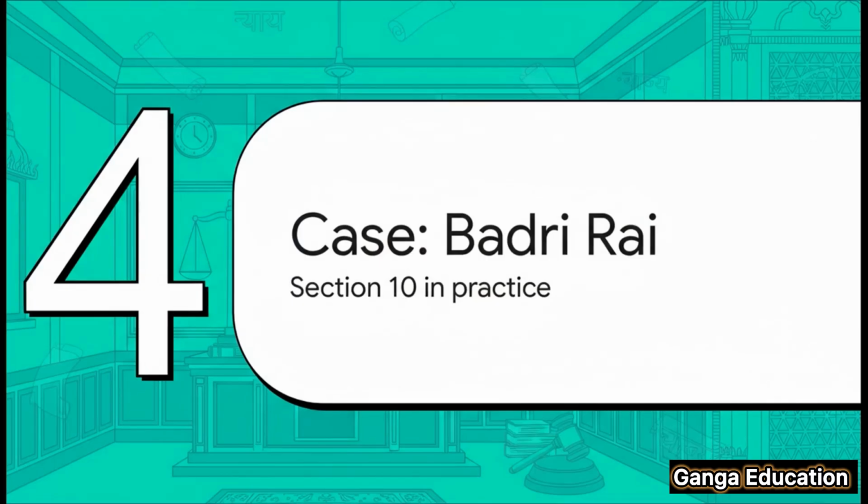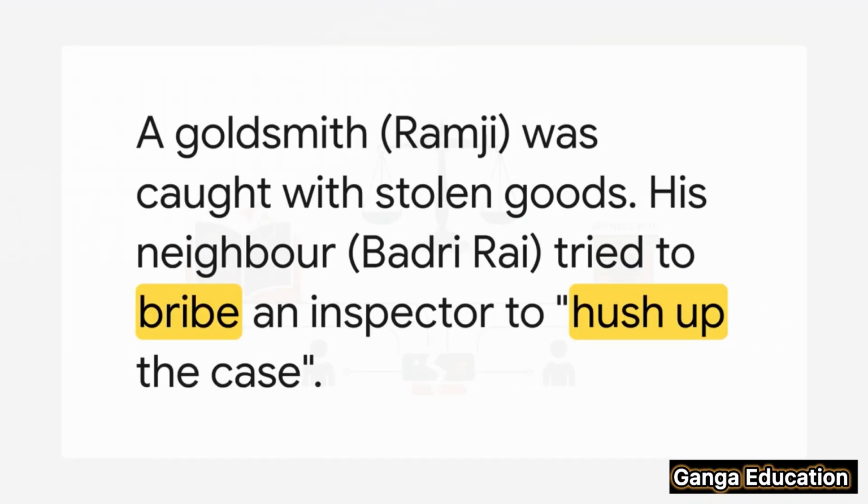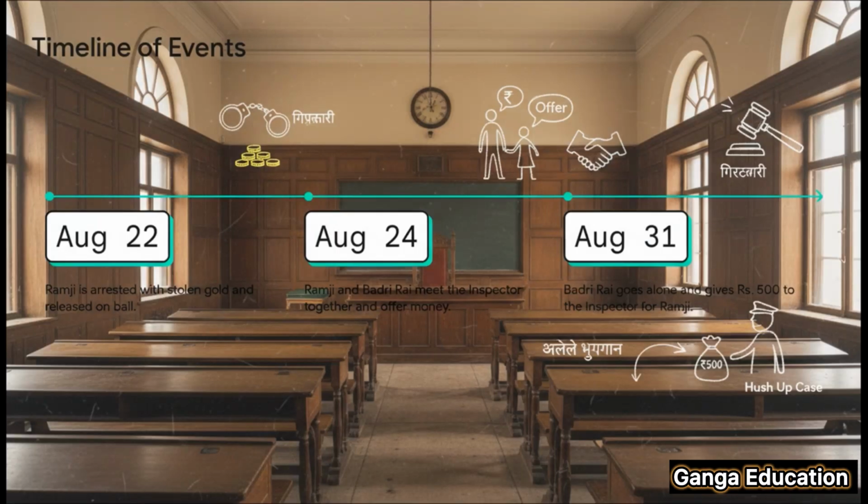Okay, theory is one thing, but let's see how this actually plays out in a real courtroom. We're going to dive into the landmark Supreme Court case of Badri Rai versus the State of Bihar. It is a perfect textbook illustration of Section 10 in action. So the facts of the case, they're actually pretty simple. A goldsmith named Ramji gets arrested with stolen gold. Then his neighbor, a man named Badri Rai, gets involved and tries to bribe the police inspector to just hush up the case. Let's walk through the timeline of what happened.